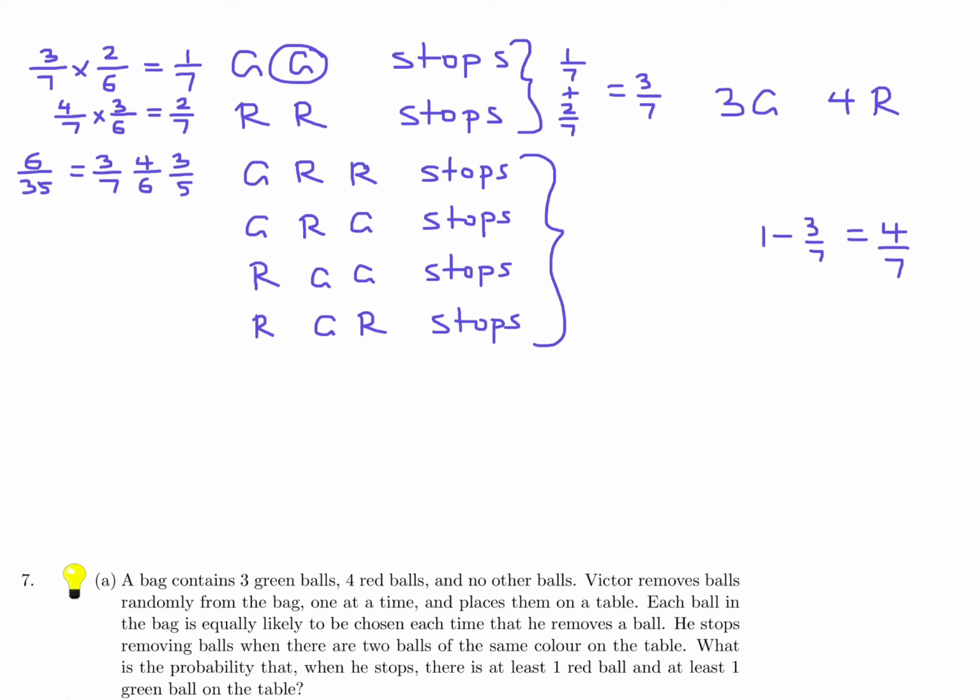And in a very similar way, you can figure out the other probabilities. GRG is 4 over 35. RGG is 4 over 35. And RGR is 6 over 35. So if you were to add these guys, you would basically get, let's see here, 20 over 35, which is, in lowest terms, 4 over 7. So 4 over 7 is the answer, regardless of the way that you do it.